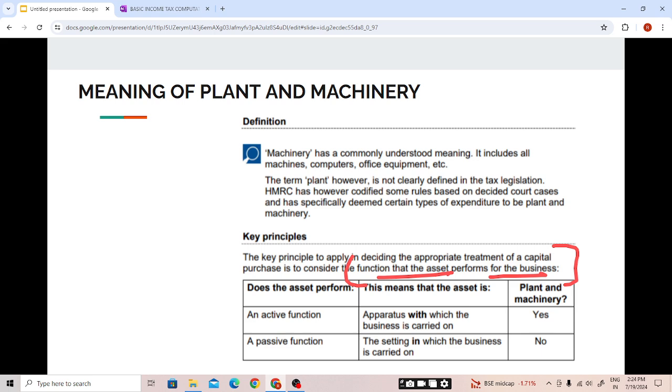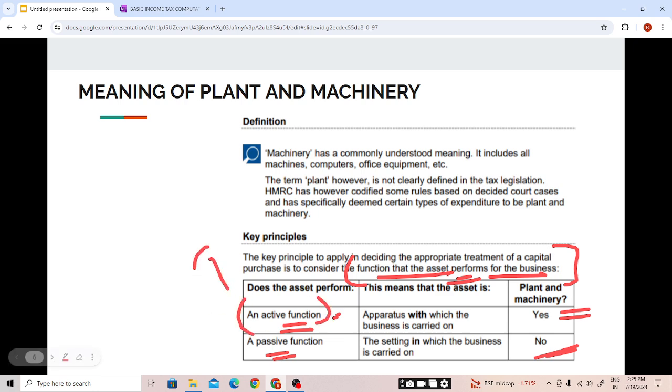So students, to decide whether the asset is plant and machinery, we need to see what is the function of the asset for the business. What function does the asset perform for the business? If the asset performs an active function, it will be plant and machinery. If the asset performs a passive function, it will not be plant and machinery. Active function.